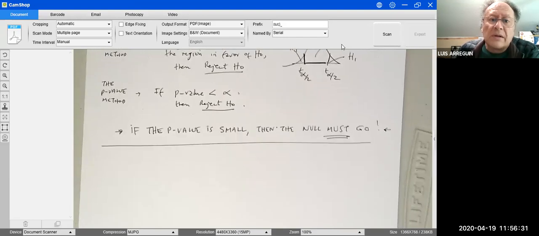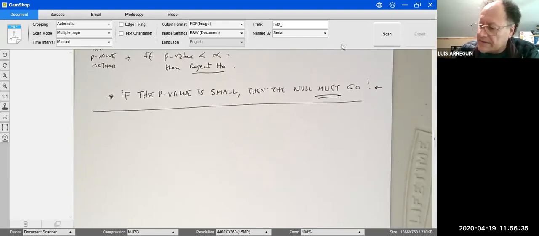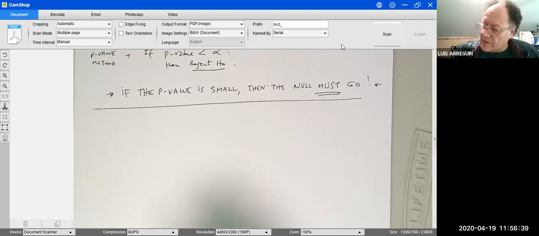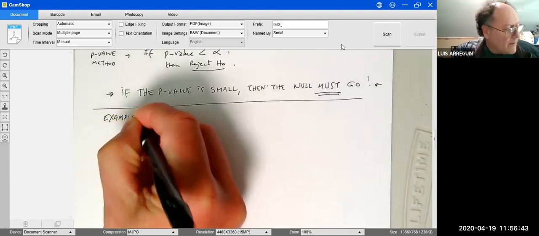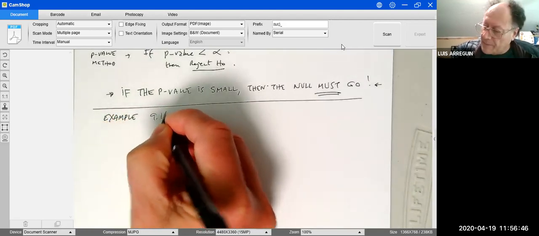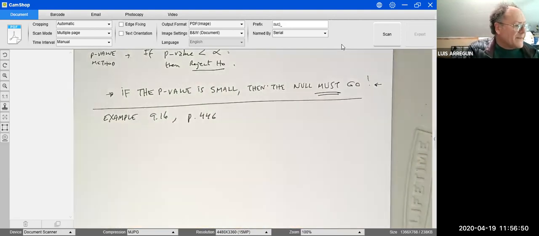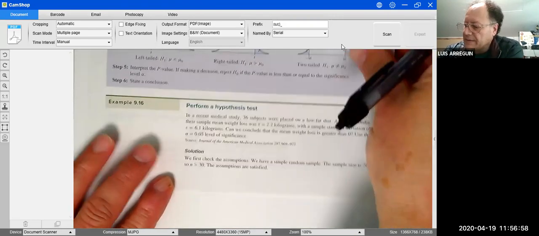So let's solve a couple of exercises to conclude this section and to conclude today's class. I'm going to work on example 9.16 on page 446. So let's read the problem, and then we're going to proceed to solve it.